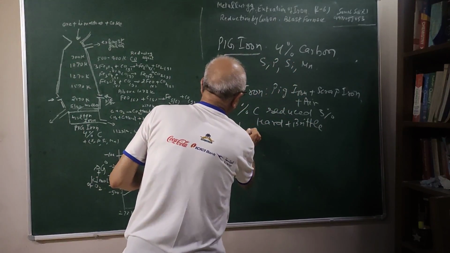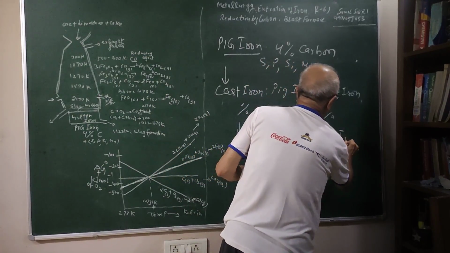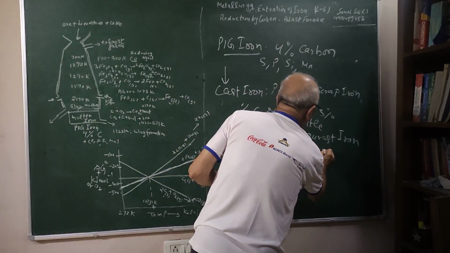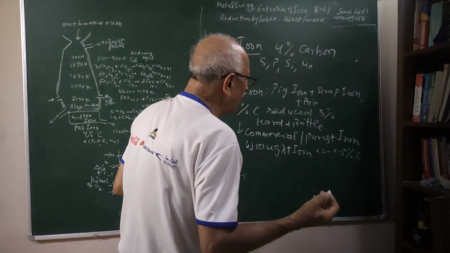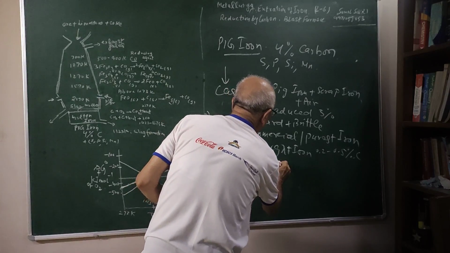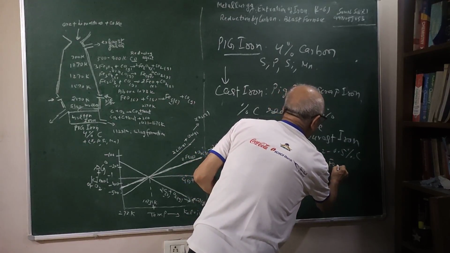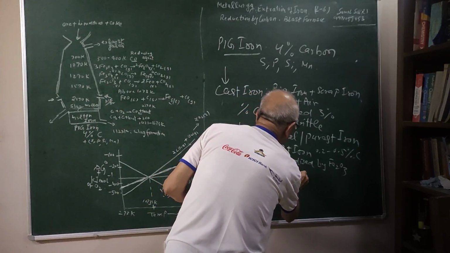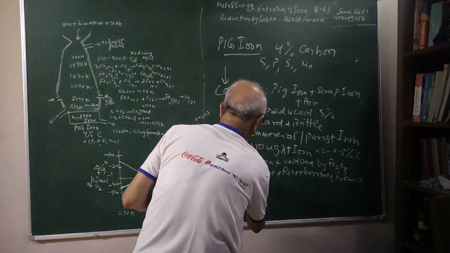Now the commercial and purest form of iron is wrought iron. It has about 0.2 to 0.5% carbon and small amounts of impurities. This is prepared from cast iron. Cast iron is oxidized by hematite, Fe2O3. You can add limestone in a reverberatory furnace. Again, hot air is blown.